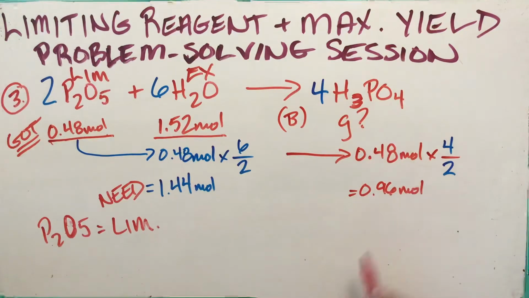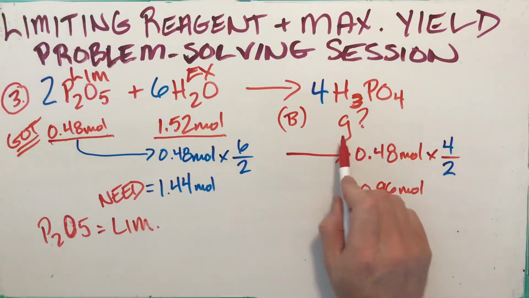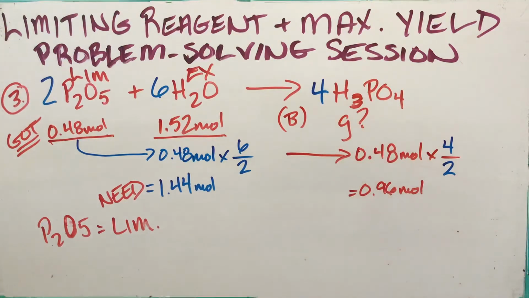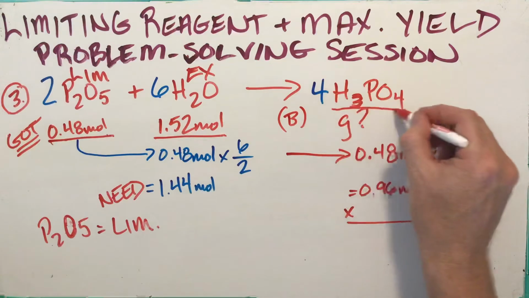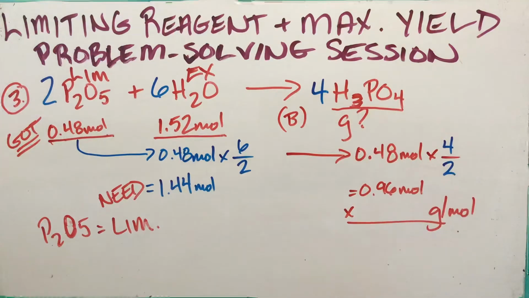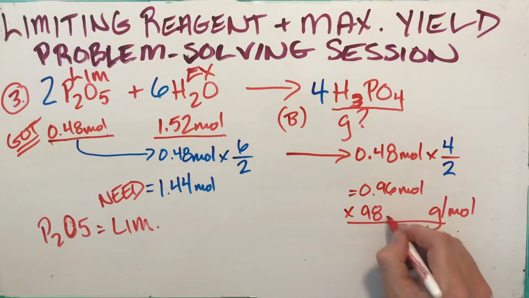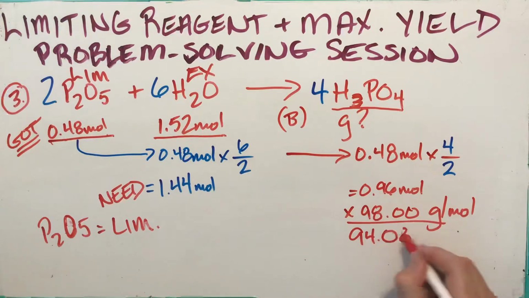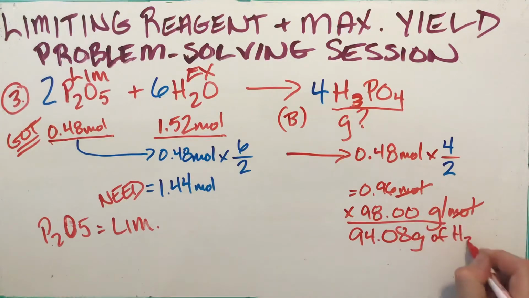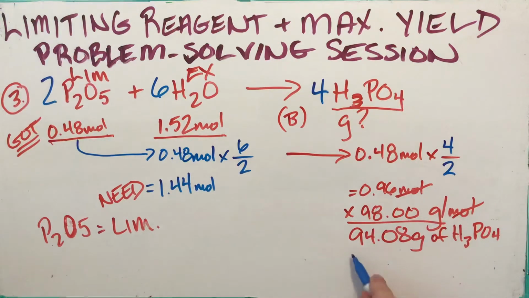0.96 moles of the phosphoric acid, but maximum yields are in grams, so I'm going to have to multiply that by its molar mass. So I get my periodic table, and I add just the formula, 3 H's, a P, and 4 O's, and that ends up being 98 right on the button grams per mole. I multiply that, and it's 94.08 grams because the moles will cancel out. All right, grams of H3PO4. And that is my answer to B.